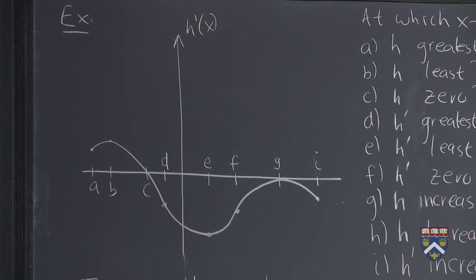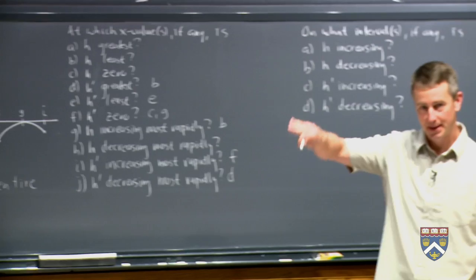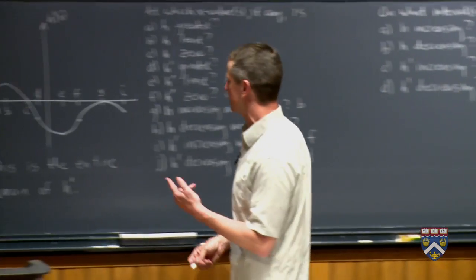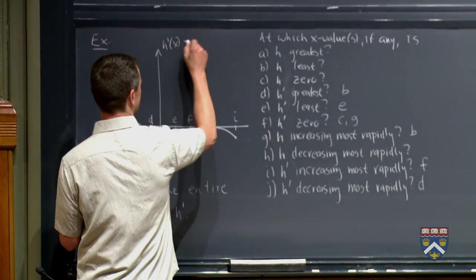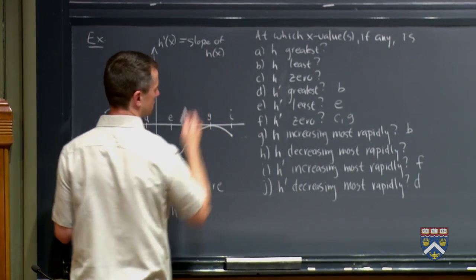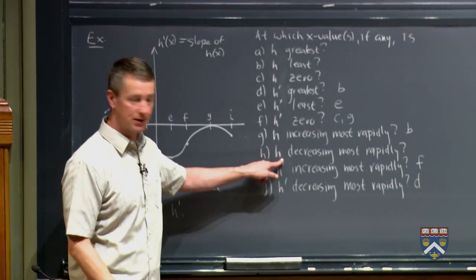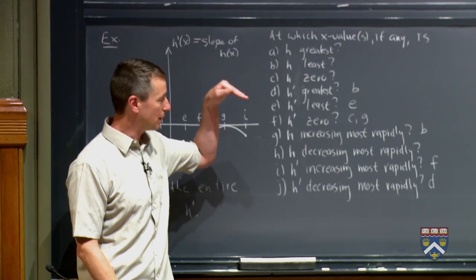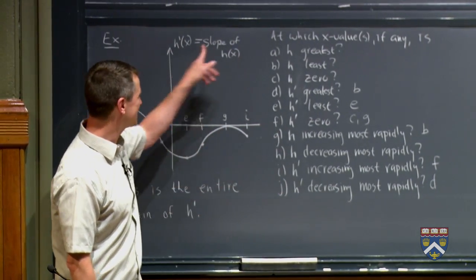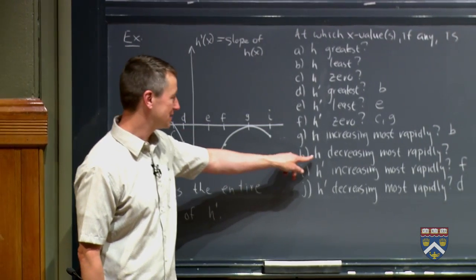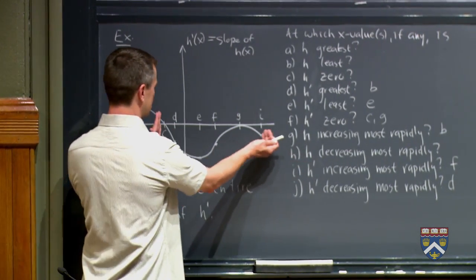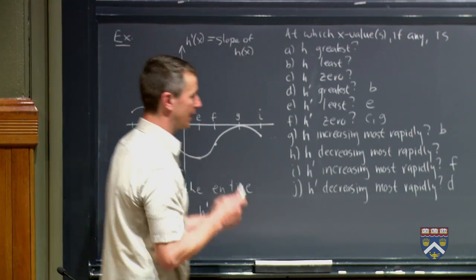H is decreasing most rapidly. You want the slope of h to be a big negative number, meaning you want h prime to be a big negative number, because remember, h prime is the slope of h. So if we're saying that we want h decreasing rapidly, that means we want the slope of h to be a big negative. Slope of h is the same as saying h prime. So this question is saying, where is h prime most negative? h prime is negative all this way, and h prime is most negative at E.